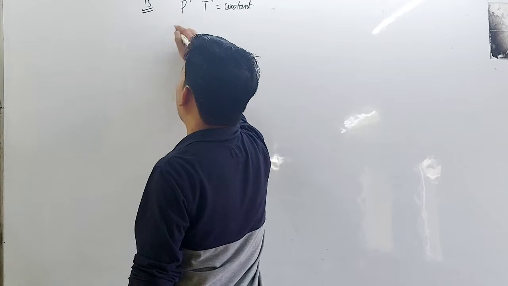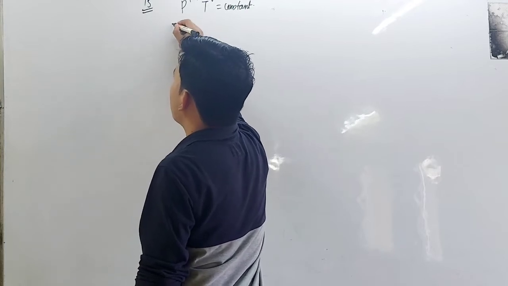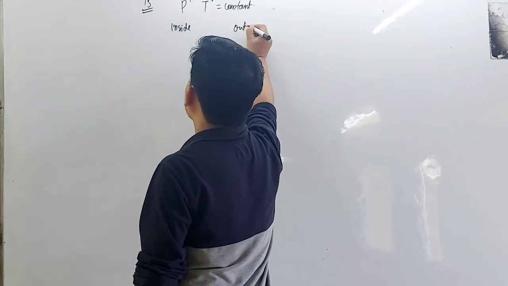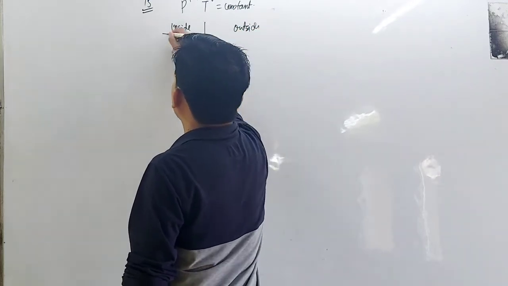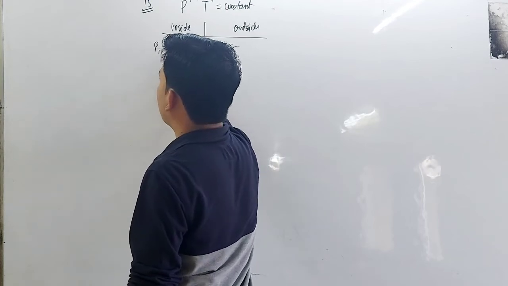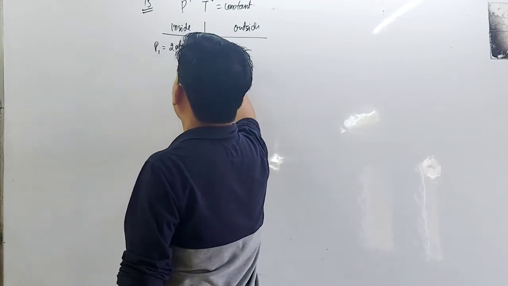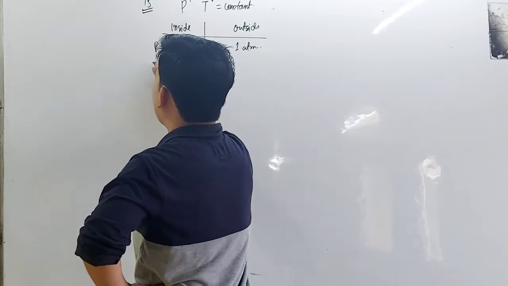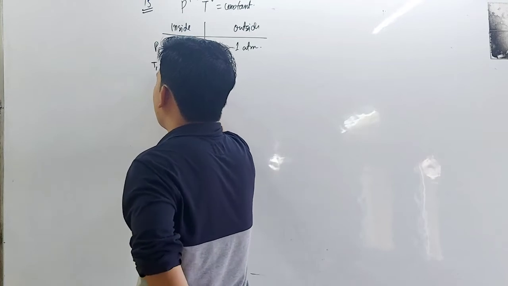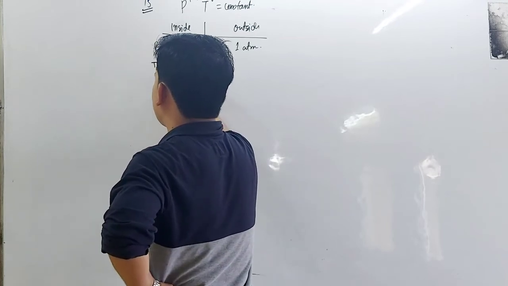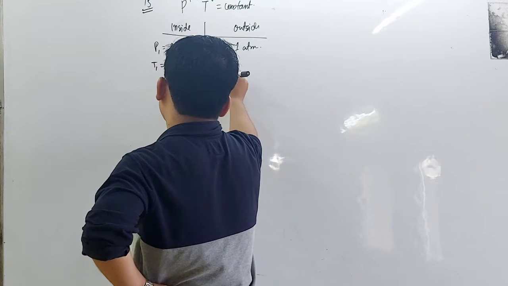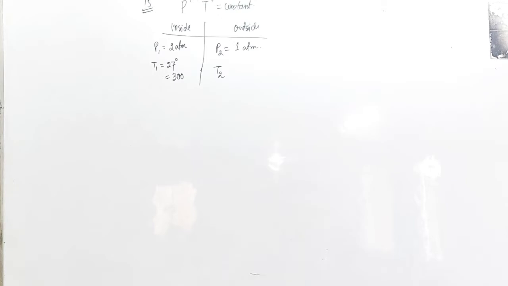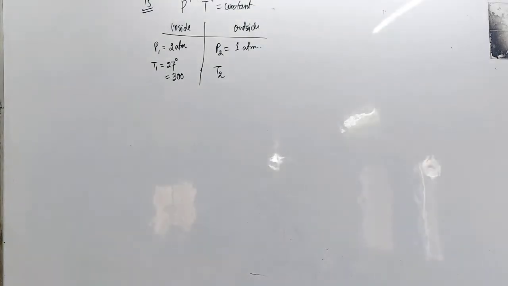Inside the pressure P1 is 2 atmosphere, and P2 outside is 1 atmosphere. Temperature T1 is 27 degree, this is 300. T2 is 100.